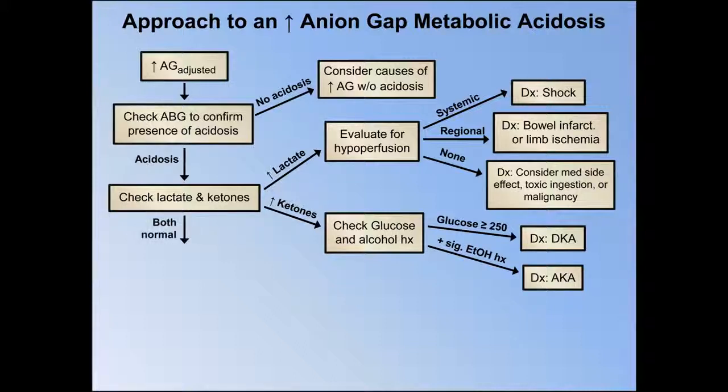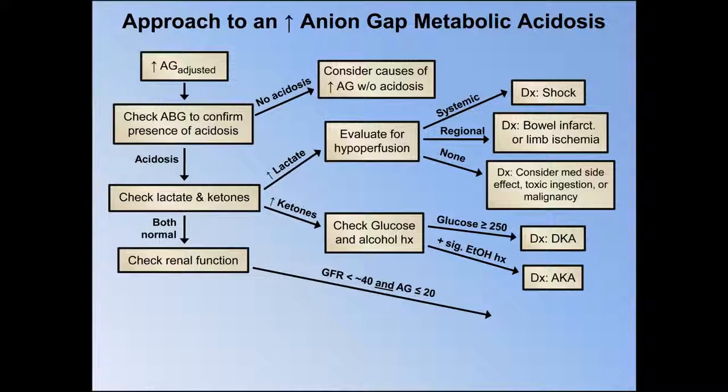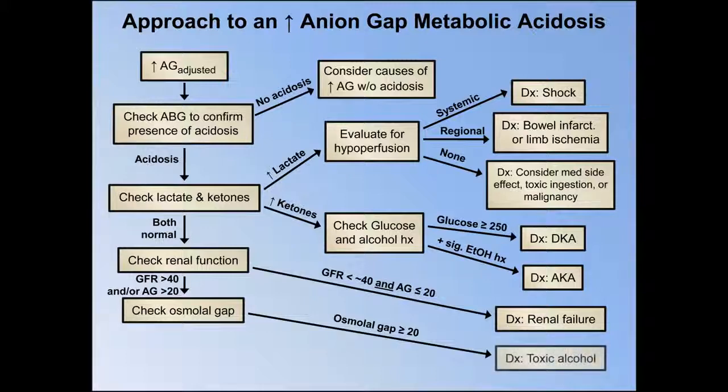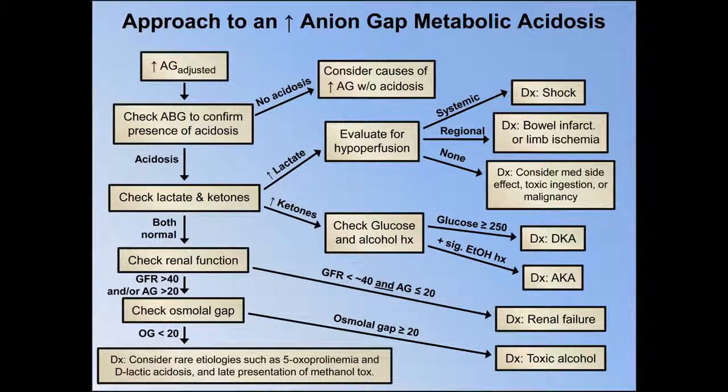If both lactate and ketones are normal, look at the renal function. A GFR less than 40 and anion gap less than 20 suggests that renal failure alone might be the explanation. However, if either the GFR is greater than 40 and/or an anion gap is greater than 20, check the osmolar gap. If that is greater than 20, you may be dealing with a toxic alcohol. If the osmolar gap is less than 20, consider rare etiologies as well as a late presentation of methanol poisoning.